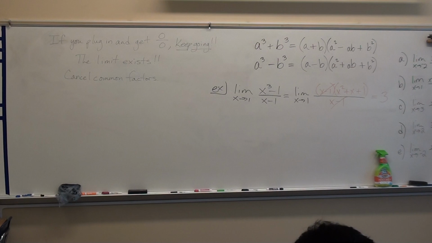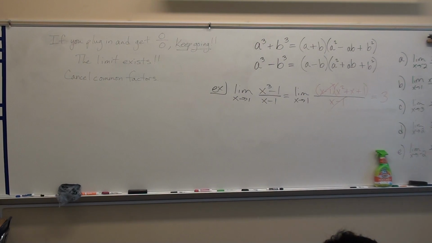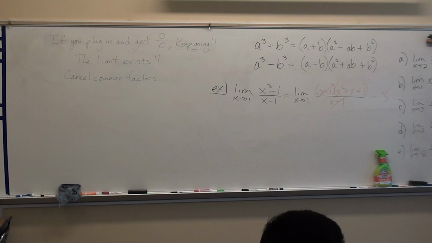Okay, for this one, if we plug in, we get 5 over 5, the limit's just 1. Did you guys all get that? Okay, for this one, we plug in, we get 0 over 4. What does that equal? 0. 0 is just a normal number like any other number. That limit is 0.